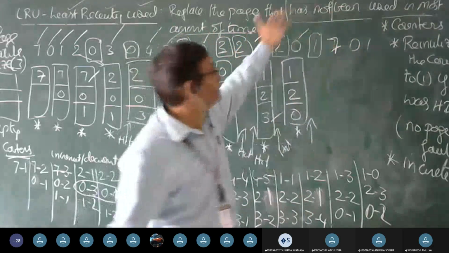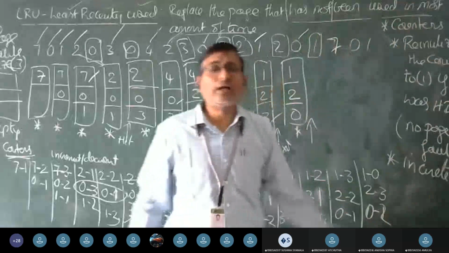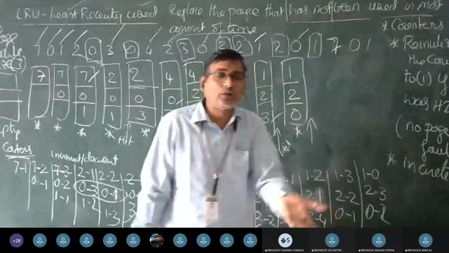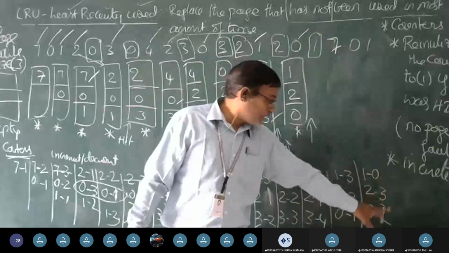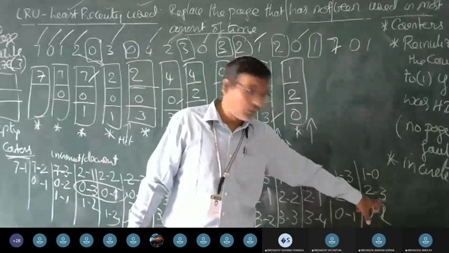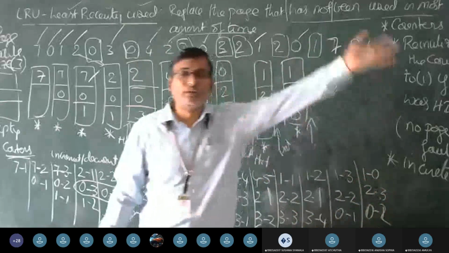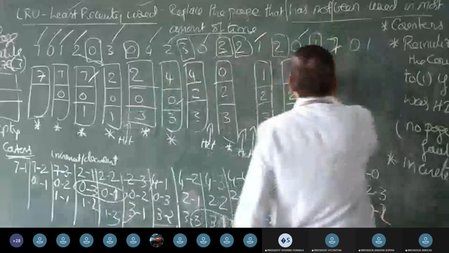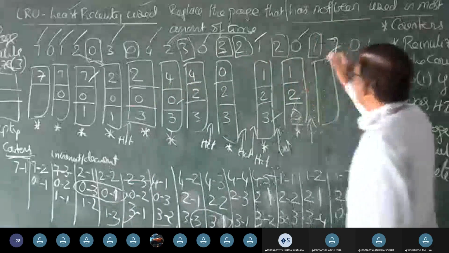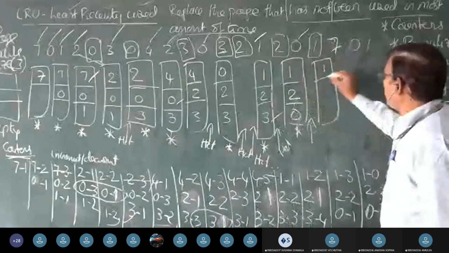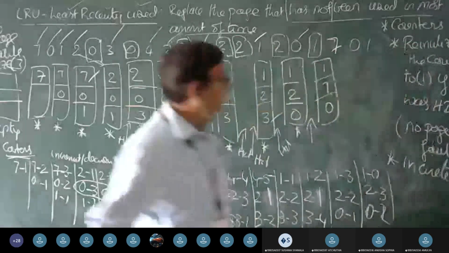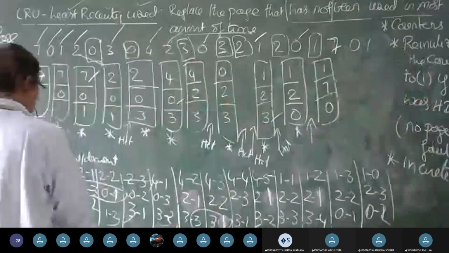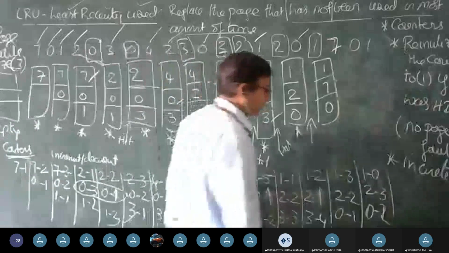How do I know it is not used for the most amount of time? Go and check the counters. Whatever counter value is high, just replace it. So 0, 3, 2. In this, 2 is going to have the highest counter value, 3. So by default replace the value of 2 there. That means I can replace it with 1, 7, and 0.